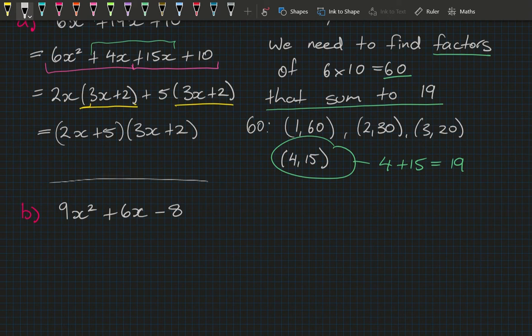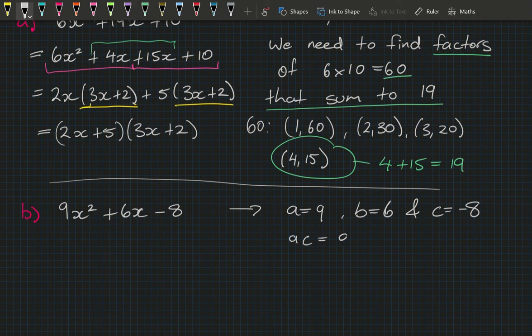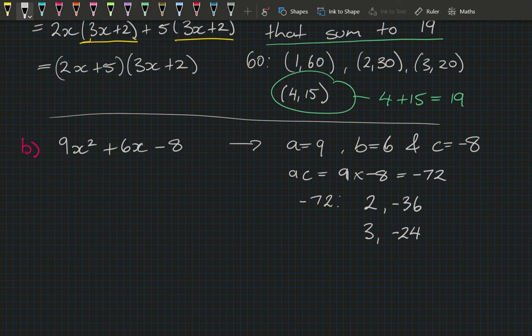Alright, let's move on to part B, where we have 9x squared plus 6x minus 8. So obviously A is equal to 9, B is equal to 6, and C is minus 8. So AC is equal to 9 times minus 8, which is minus 72. And factor pairs of minus 72 are 2 and minus 36, 3 and minus 24, 6 and minus 12, 12 and minus 6. And we can stop there because 12 minus 6 is equal to 6, which is B.